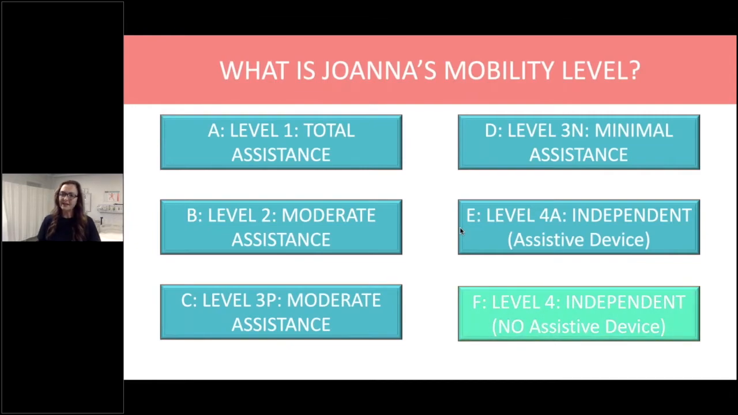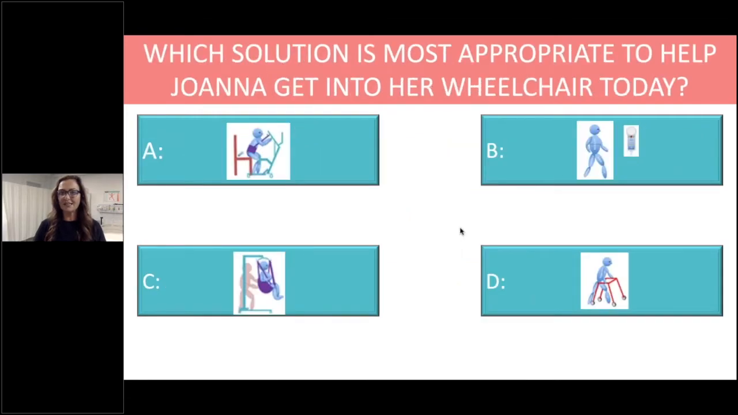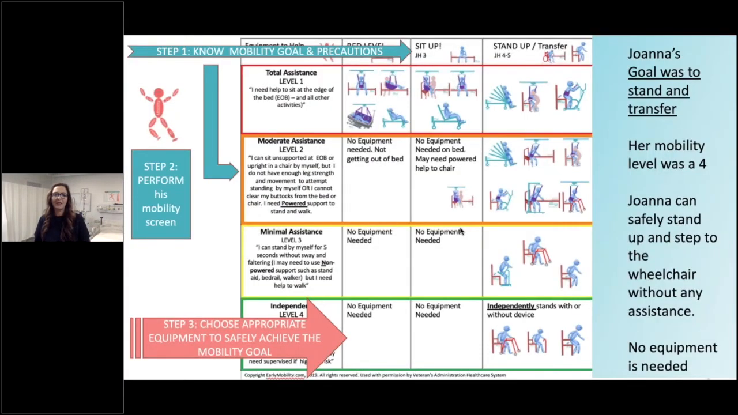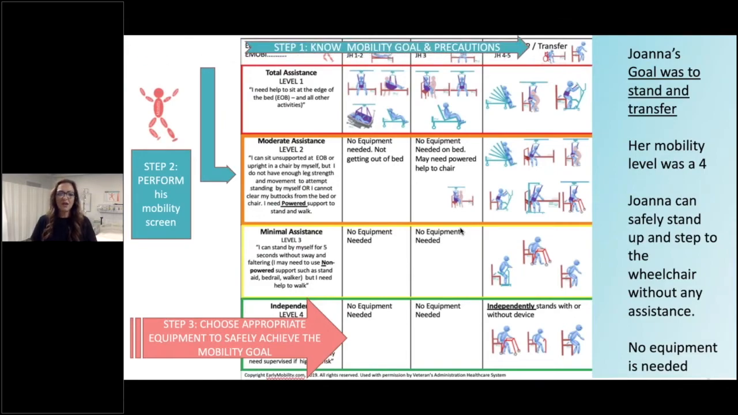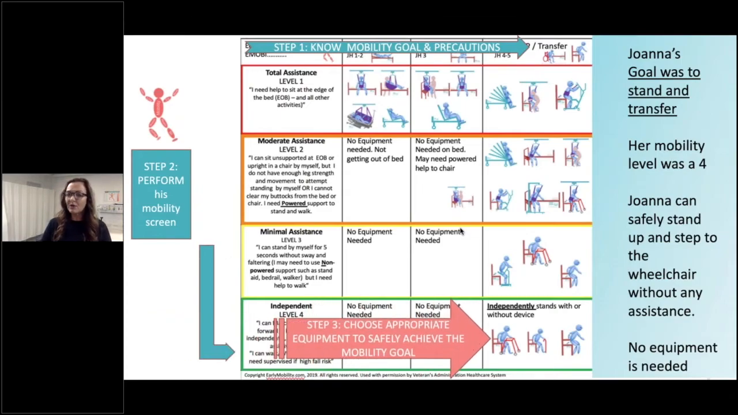Joanna's independent with no assistive device. So which solution is most appropriate to help Joanna get into her wheelchair? She doesn't need any, does she? She's able to move and transfer without assistance safely and independently. So Joanna, her goal was standing and transferring. Her level was independent. She does not need any equipment.